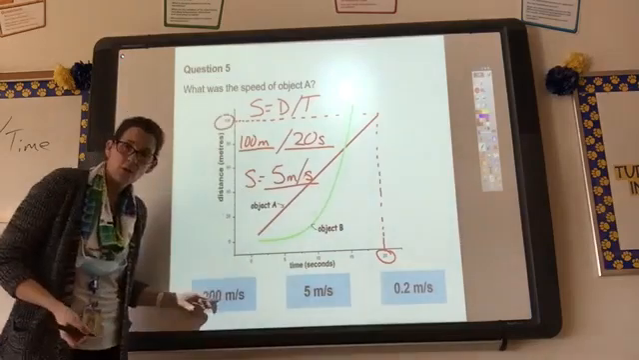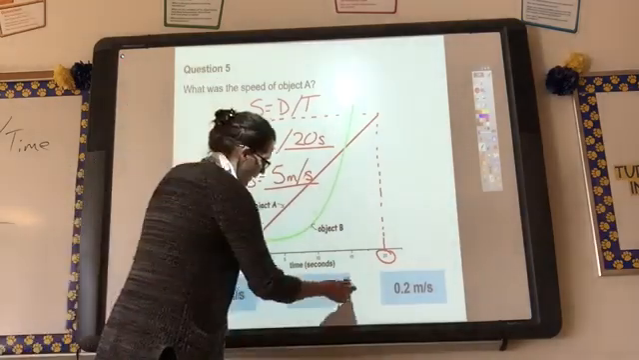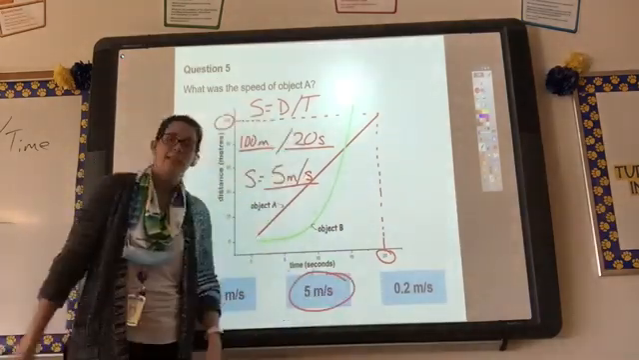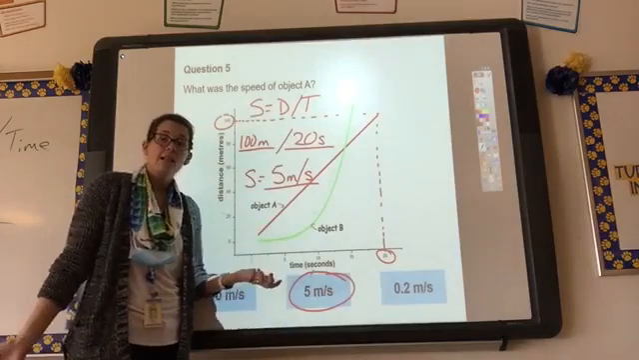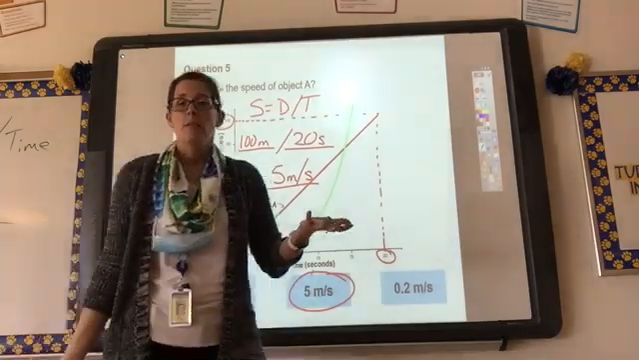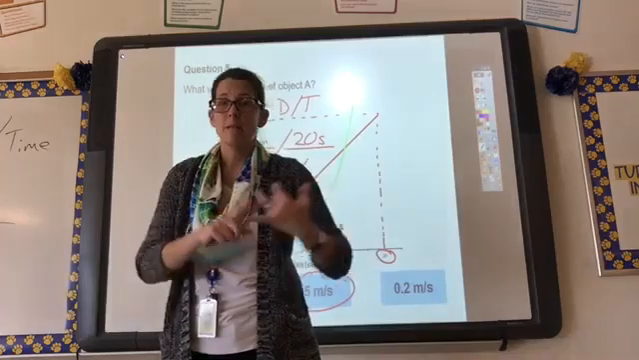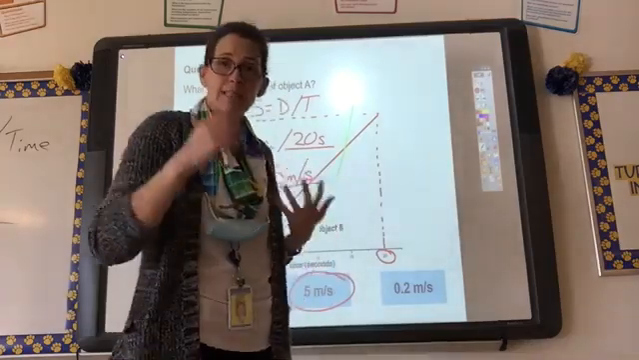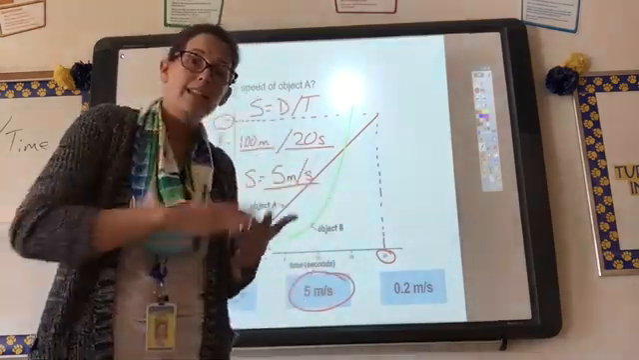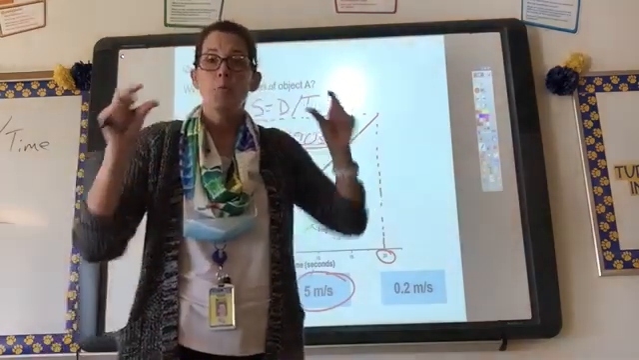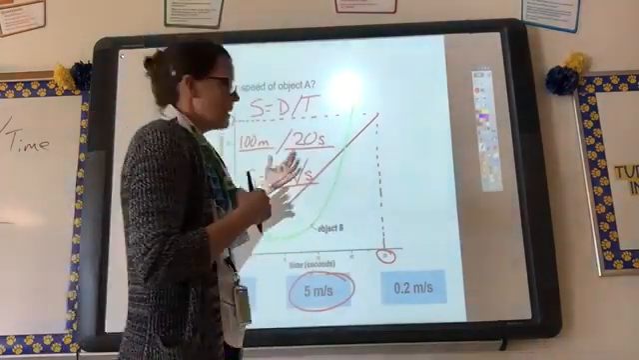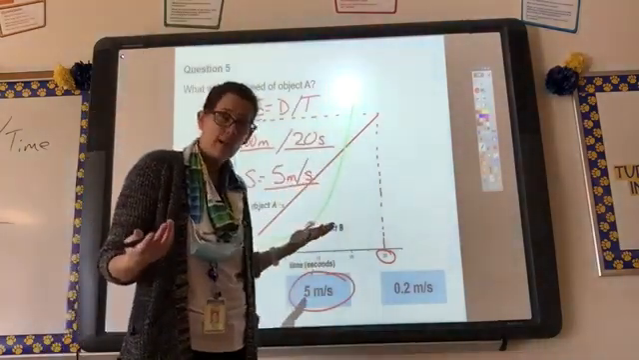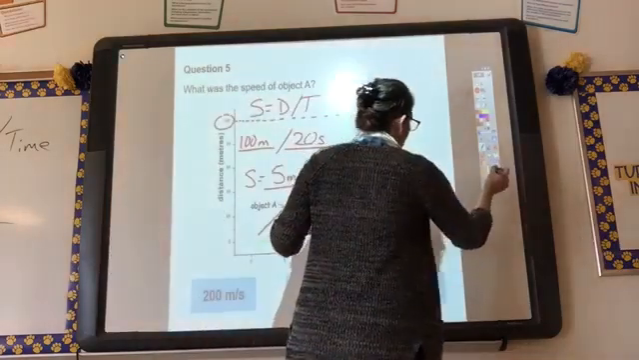So here we've got 200 meters per second. There's 5 meters per second. That's our answer. So this is just like the formula we've been talking about, speed equals distance divided by time. Only instead of getting the numbers for distance and time from the word problem, we're getting it off of this graph. Kind of cool, right? It's a little bit more fun.